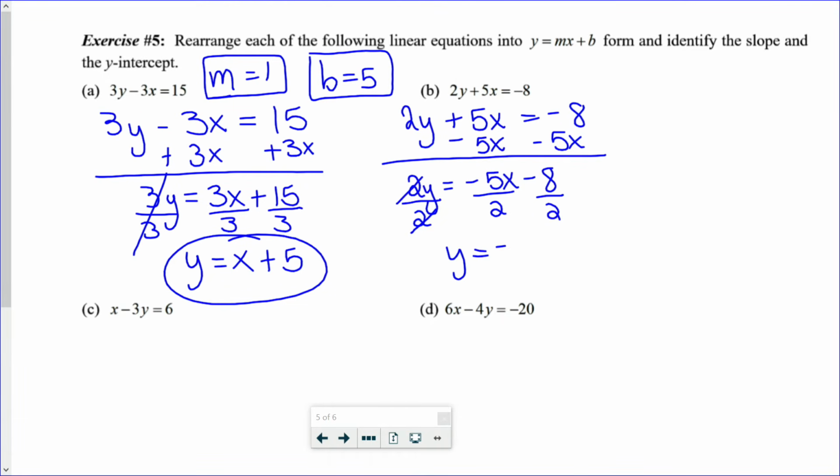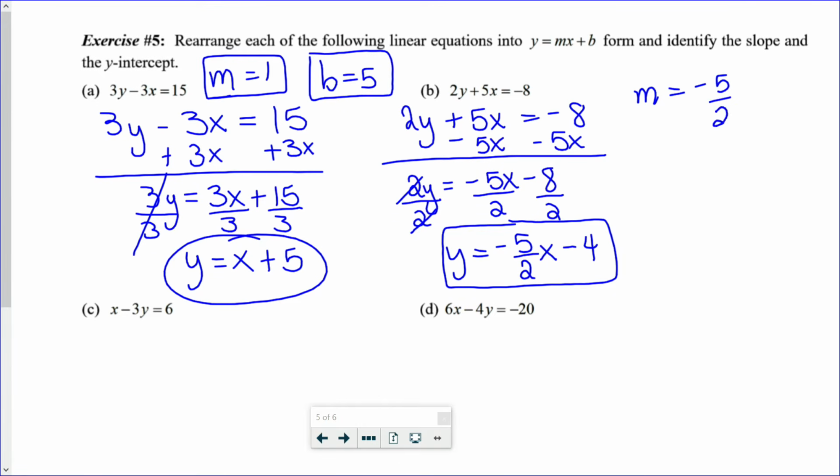Now, the first thing I really can't do much with. I just have to leave it as negative 5 halves x, but that's okay. In the second part, I've got 8 divided by 2, and I can just write that as 4. Now it's pretty easy to identify the slope. That's going to be negative 5 halves, and the y-intercept is going to be negative 4.